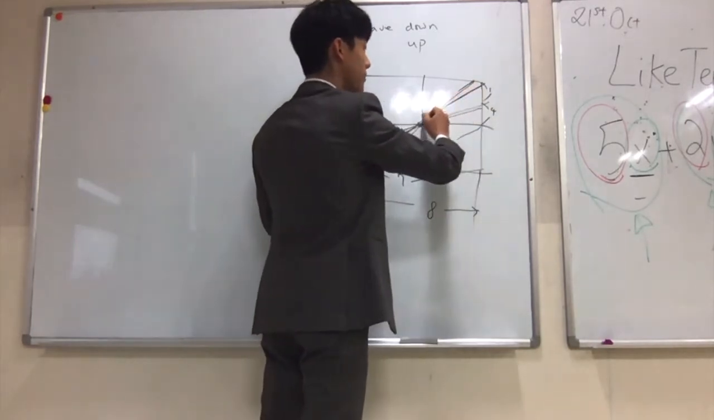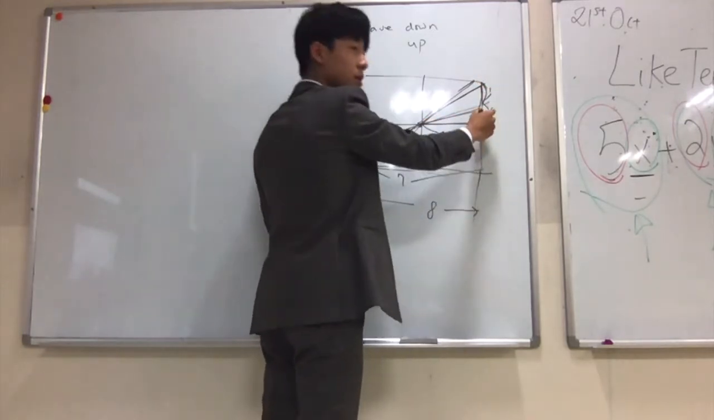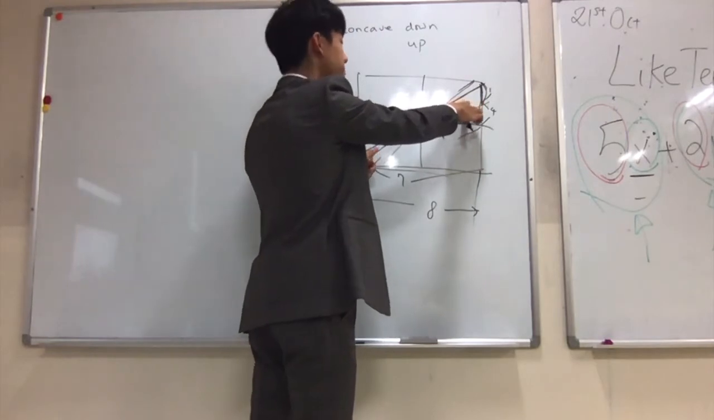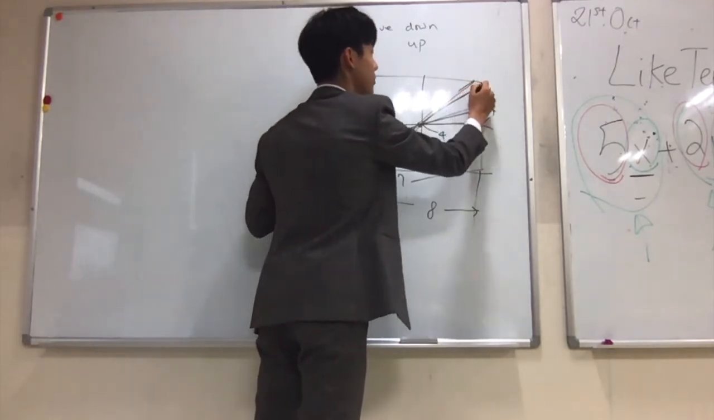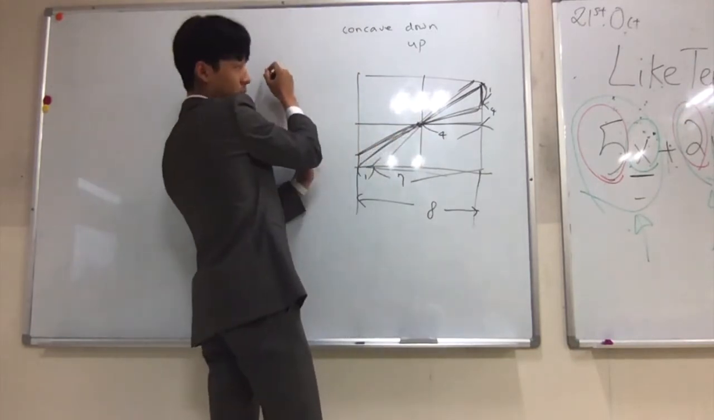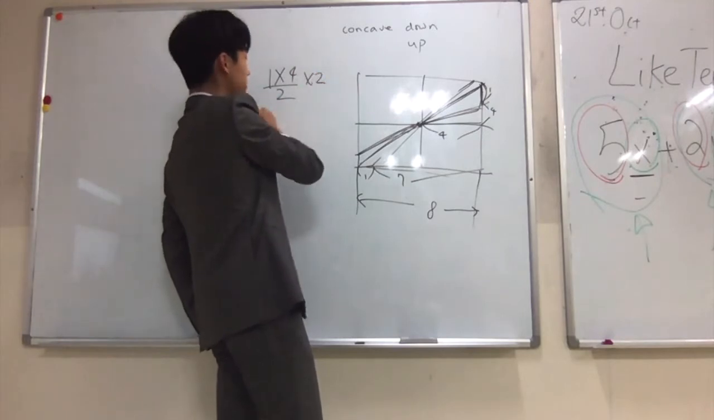So the area of this triangle will be this 1 times height divided by 2. We have 2 of them, so we're going to multiply by 2 anyways. Which means that if we add up this triangle here and this triangle here, it's going to be 1 times 4 divided by 2 times 4.